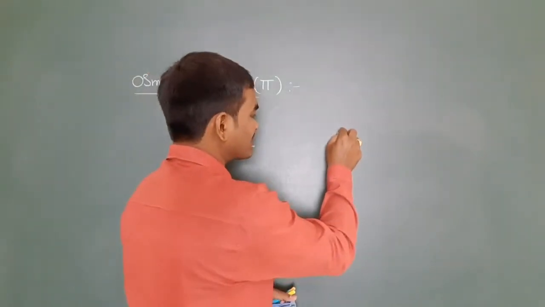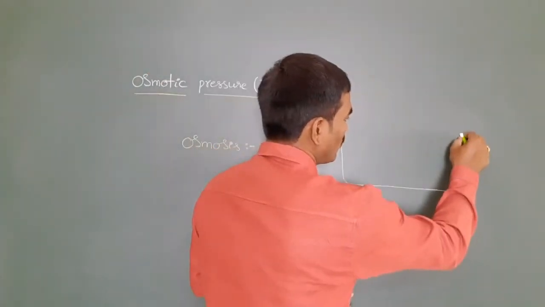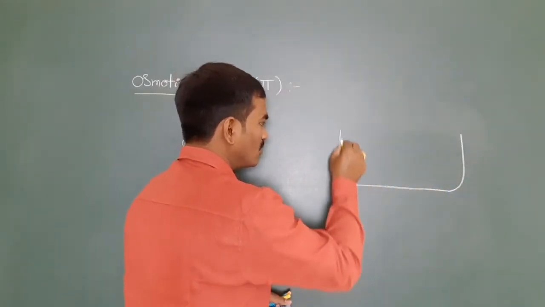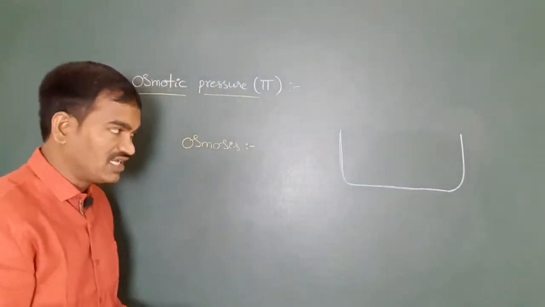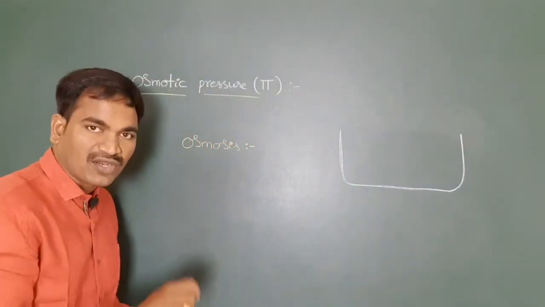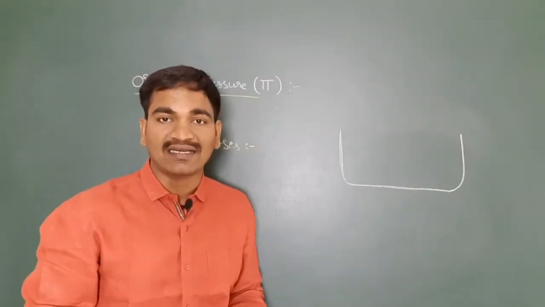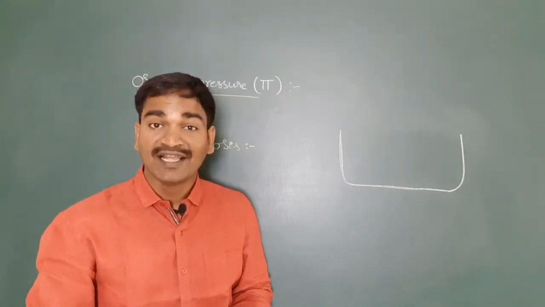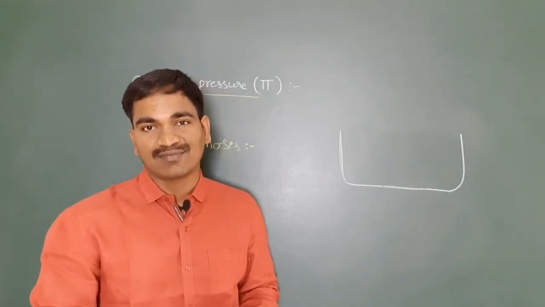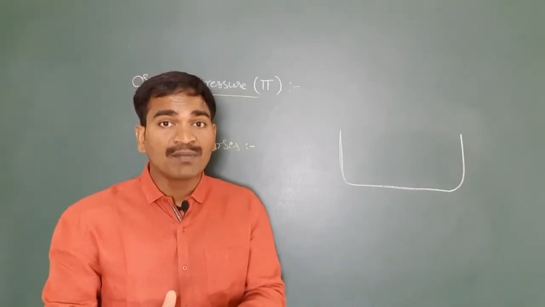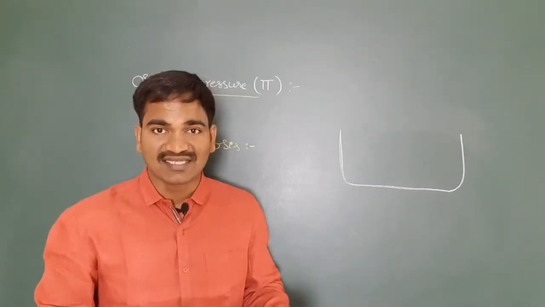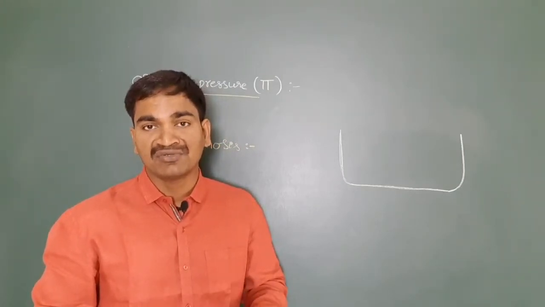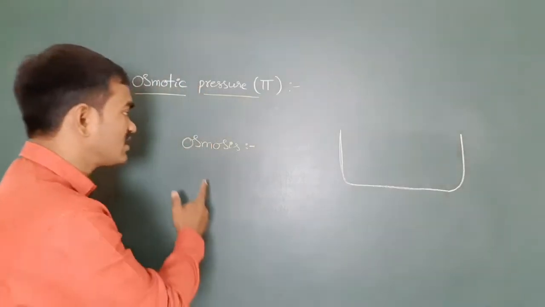To learn about osmosis, we are taking one empty vessel. Here is one more important point. If you want to see the osmosis process, we need one important thing, that is a semi-permeable membrane. Without a semi-permeable membrane, you cannot observe osmosis. If you use a normal membrane, there is no osmosis. Only when you use a semi-permeable membrane can you notice osmosis.